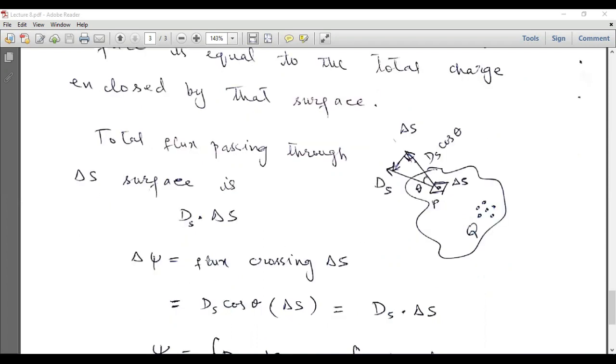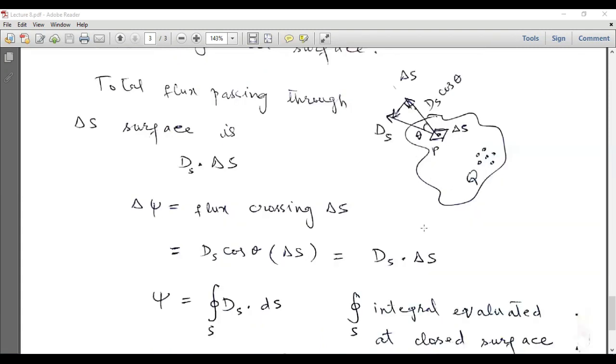So delta psi is equal to flux crossing delta S, and the flux crossing delta S is equal to D cos theta multiplied by delta S. So this is D, and this D has two components. This component is D cos theta, and this component is D sin theta. Theta is this angle between D and delta S, and D cos theta is actually the component of electric flux density which is in the direction of delta S. So this component will be used, and it will be equal to D dot dS. So this can be written as D dot dS or D dot delta S.